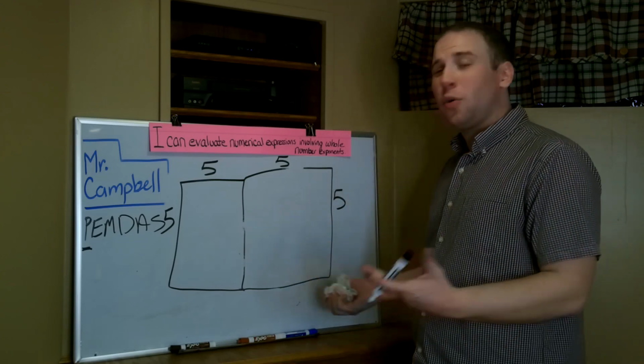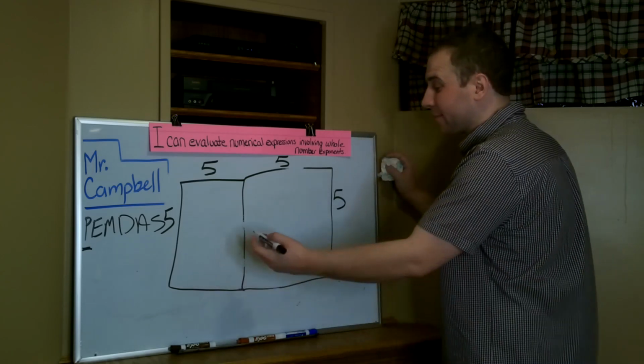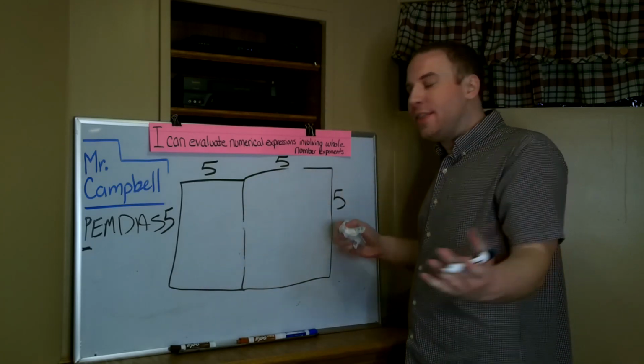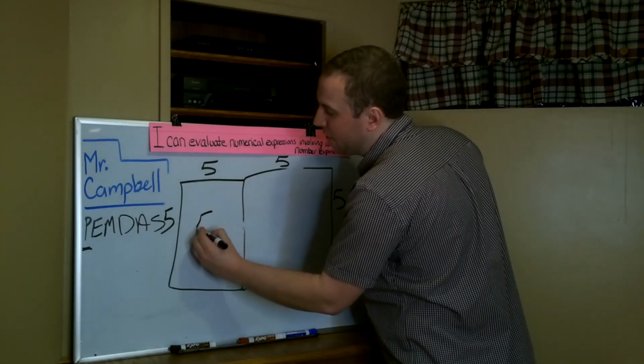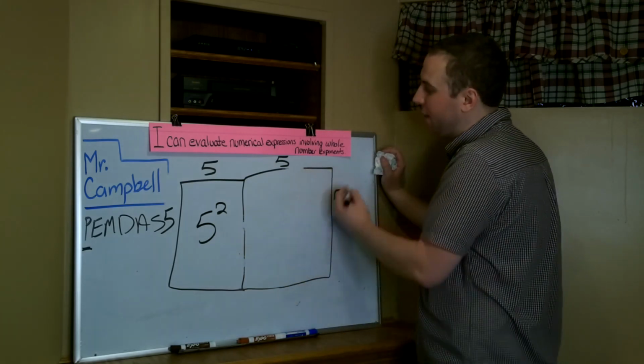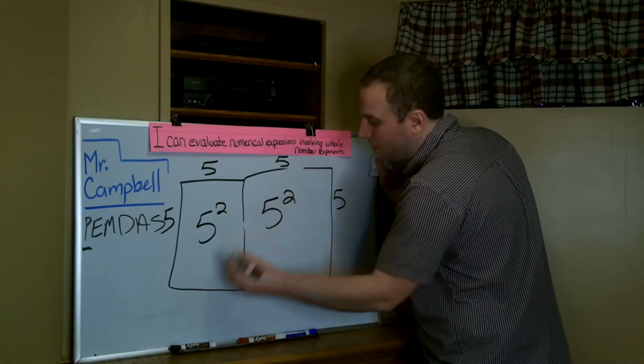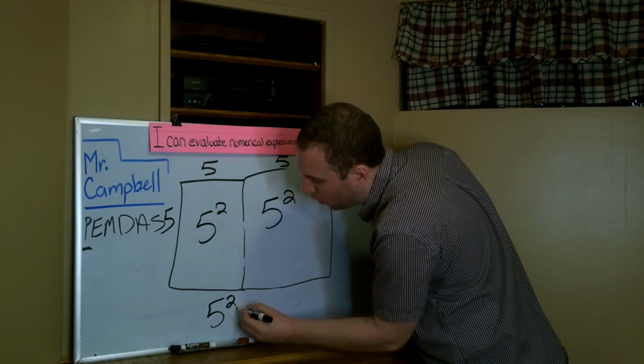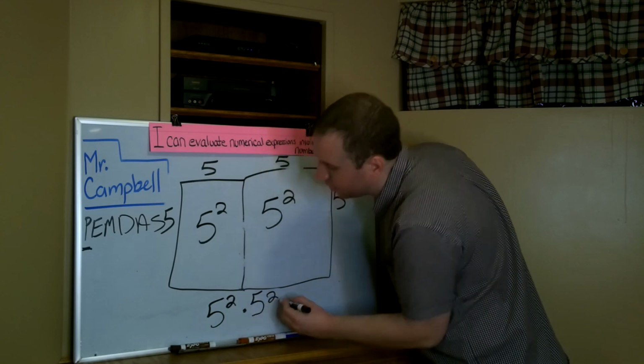Yes, we can use the power of exponents. Now there are 2 ways I could write this. 5 times 5 could just give me 5 squared. And 5 times 5 could give me 5 squared. So I could end up with 5 squared times 5 squared.